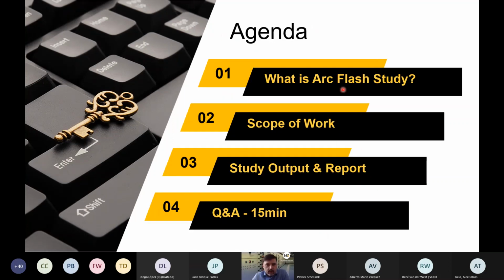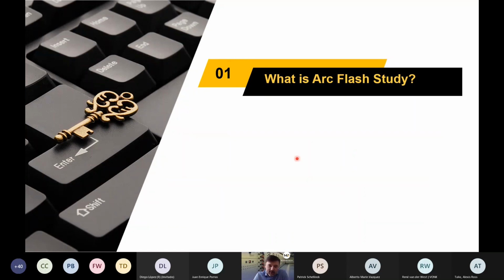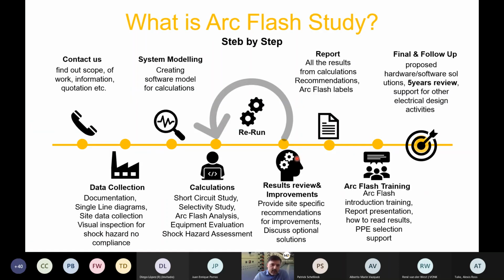So we will start. I'll explain what an ArcFlash study is, the scope of work, and a bit about reporting. So what is an ArcFlash study in practice? I made this some time ago to explain it step by step. Typically, when we talk about the ArcFlash study, you might look at it as a circular event or as a project. If you look at it as a project, we always start from the contact, so we have to define the scope of work, information for quotation and so on.